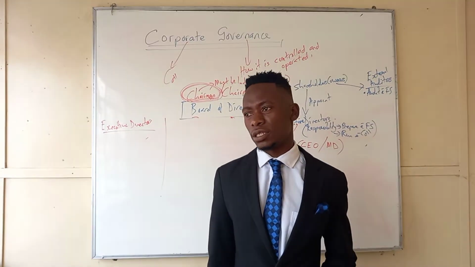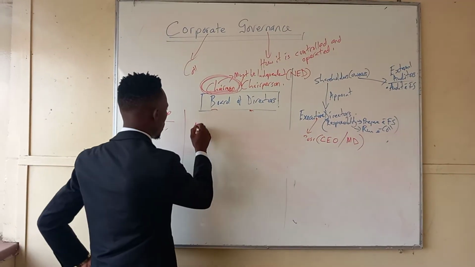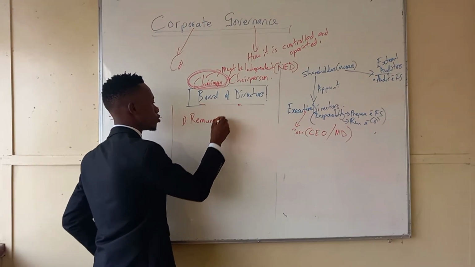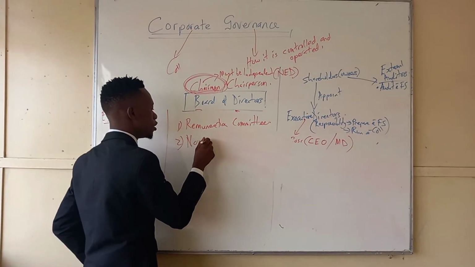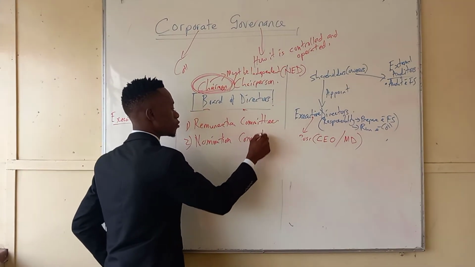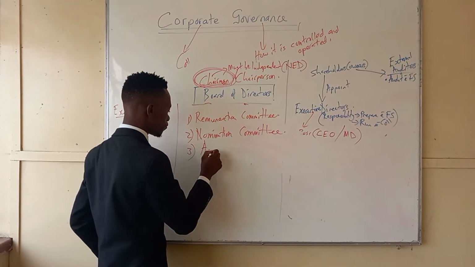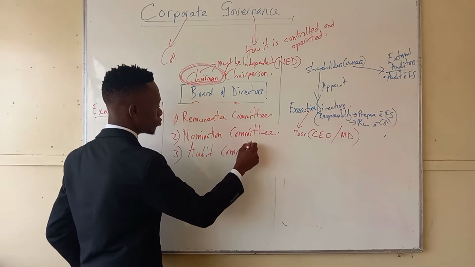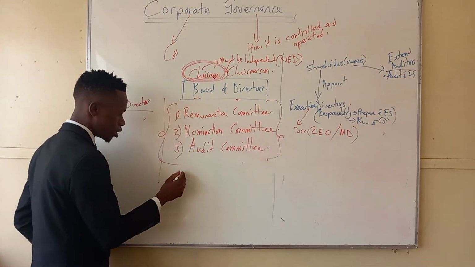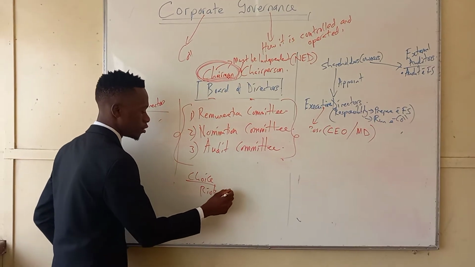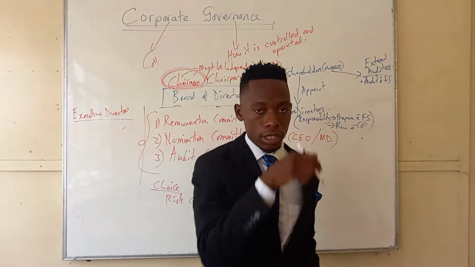We are now talking about their remunerations. So corporate governance requires 3 committees. Number 1, there must be a remuneration committee. Number 2, there must be a nomination committee. Number 3, there must be an audit committee. So these 3, it's a must. If you want to have a risk committee, it's a choice. So it's a must to have these 3 committees.